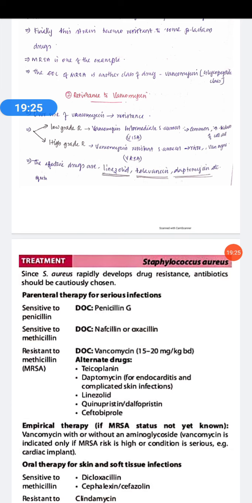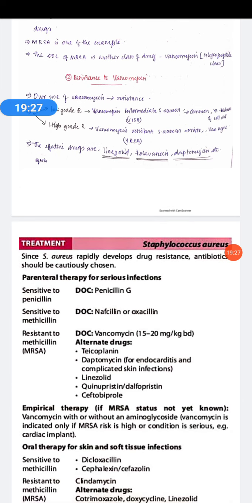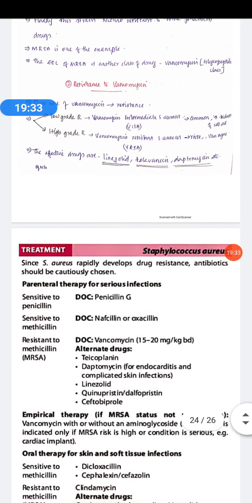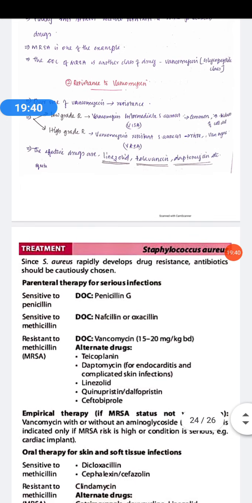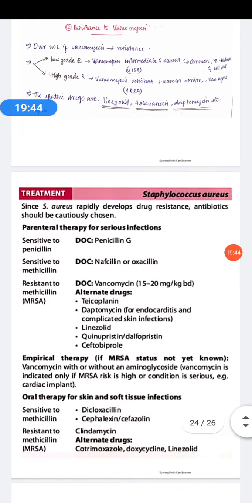High grade resistance is also known as vancomycin resistant Staphylococcus aureus. It is rare. It is caused by the VAN-A gene. The effective drugs for vancomycin resistance are linezolid, telavancin, daptomycin, etc.